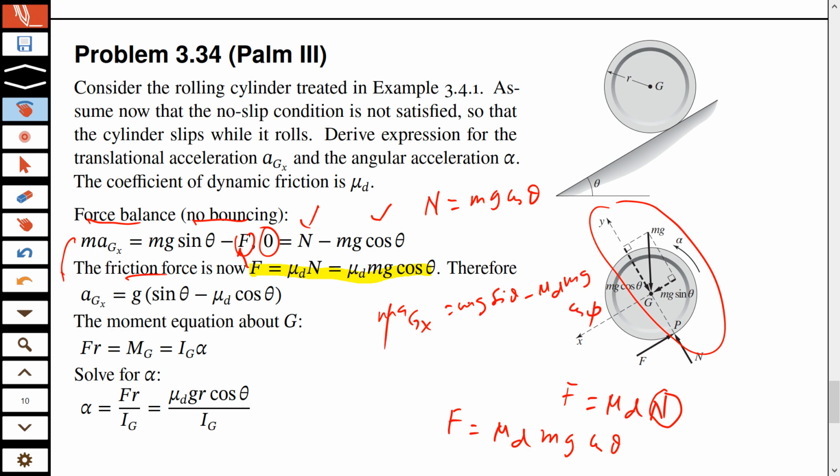So I can now get rid of m here and a_gx, and then I take just g common, and I'm left with sin theta minus mu d cos theta. So that is the solution to the first part. We need to derive the expression for the translational acceleration a_gx. यह हमने कर दिया, ठीक.